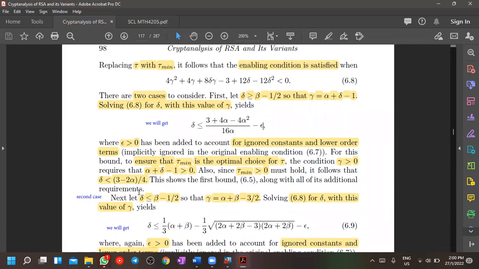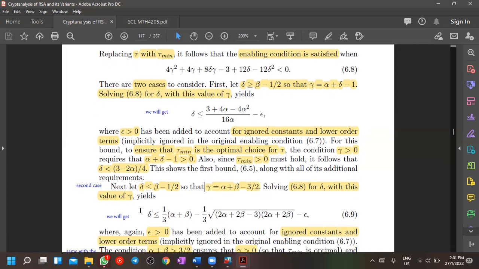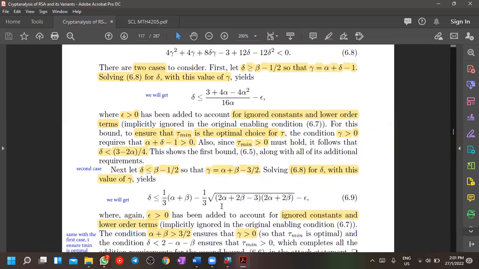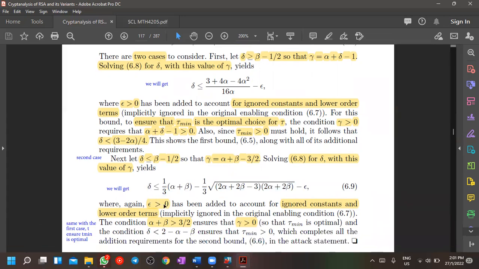Next, the second case where we let delta be less than beta minus half, so that gamma equals alpha plus beta minus 3 over 2. And then we solve equation 6.8 for delta with this value of gamma, and then we will get this delta, where again epsilon greater than 0 has been added to account for ignored constants and lower order terms.